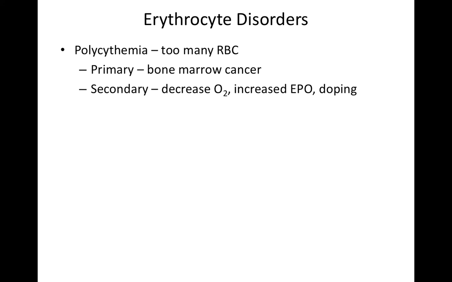All right, the kind of opposite end of this is what's called polycythemia. This is where you have too many red blood cells. Your count is too high. Primary polycythemia is due to bone marrow cancer. So cancer is an uncontrolled growth. The bone marrow is where we make red blood cells. So bone marrow cancer is going to lead to too many red blood cells.